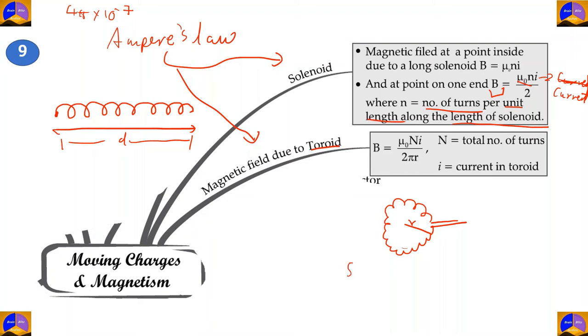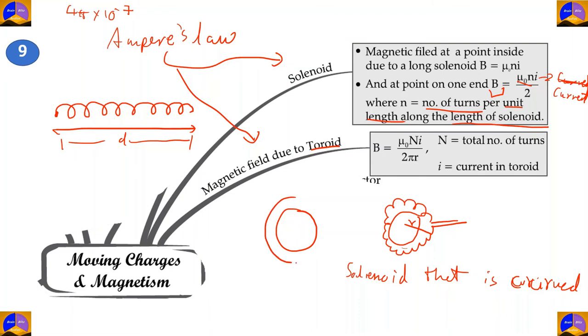So it's basically a solenoid that is bent into a closed curve. In this situation, we will have a circumference of 2 pi r. The circumference will be with respect to the magnetic surface, to the current surfaces that we have. So that's represented by these.